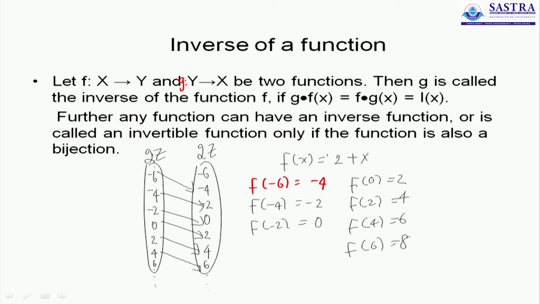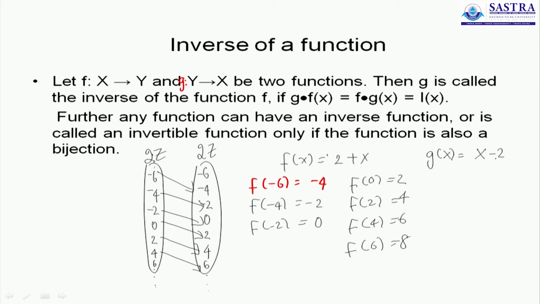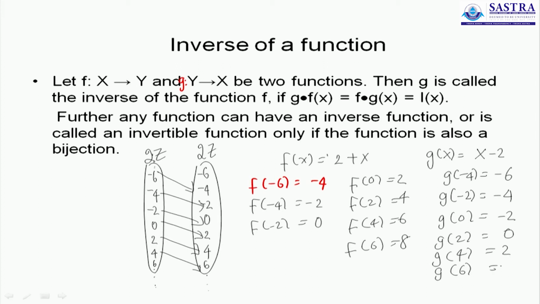So if this is the case, I can define another function g of x, this time between the same sets again, but I'll define my image like this. G of x is x minus 2. So g of minus 4 is minus 4 minus 2, that's minus 6. G of minus 2 is minus 2 minus 2, that's minus 4. G of 0 is 0 minus 2, that is minus 2. G of 2 is 0. G of 4 is 2. And g of 6 is 4.